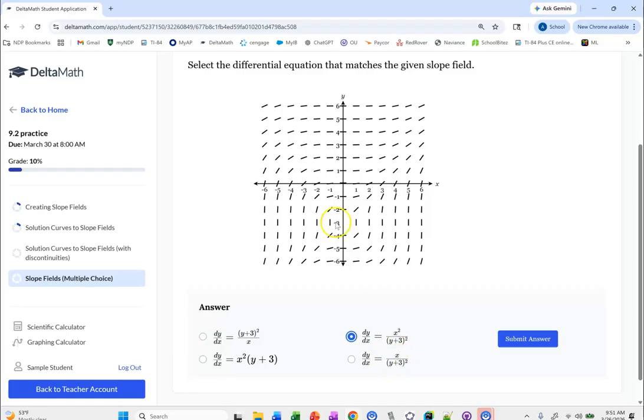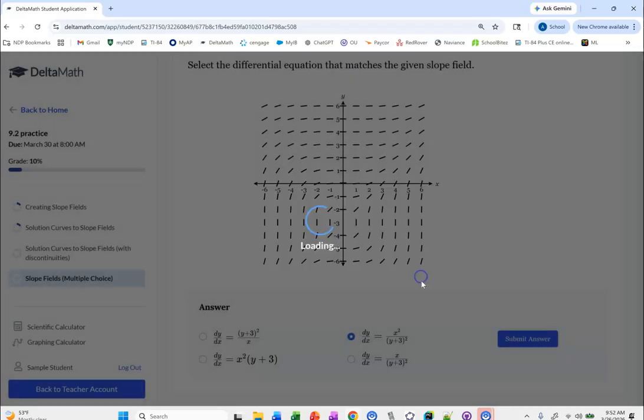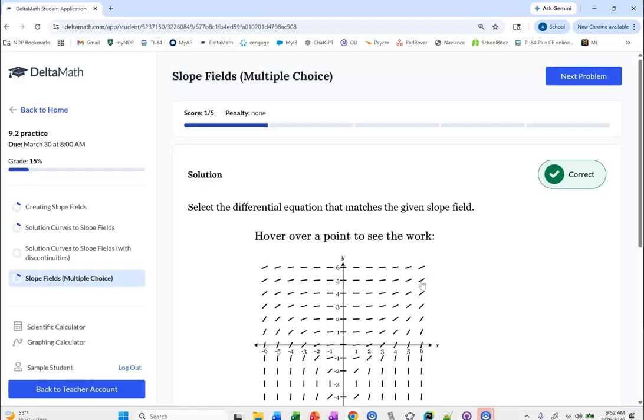This one, if we were somewhere over here where the x coordinate is negative, the y coordinate always has to be positive. Over here, the slope would have to be negative for this one. So that's all I'm looking at when I'm looking at these things. I'm just trying to do it by elimination.